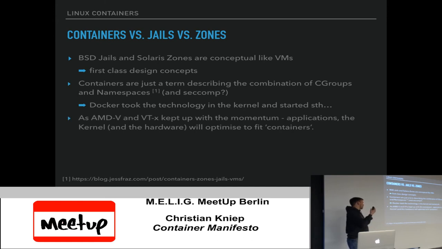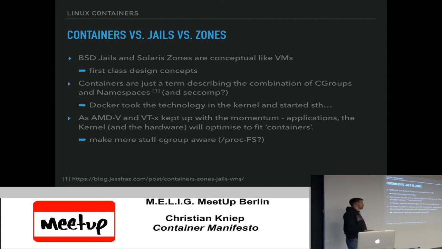Okay, and I would argue that AMD-V and VT-x and all this jazz that was done for virtual machines hopefully will be done for containers as well. I mean, Docker and Linux containers are keeping momentum on and on. They are accumulating momentum. And I think that applications, the kernel, and the hardware maybe will optimize to fit this role in the future. Already the Linux kernel takes care of these kernel features, and they introduce more and more namespaces.